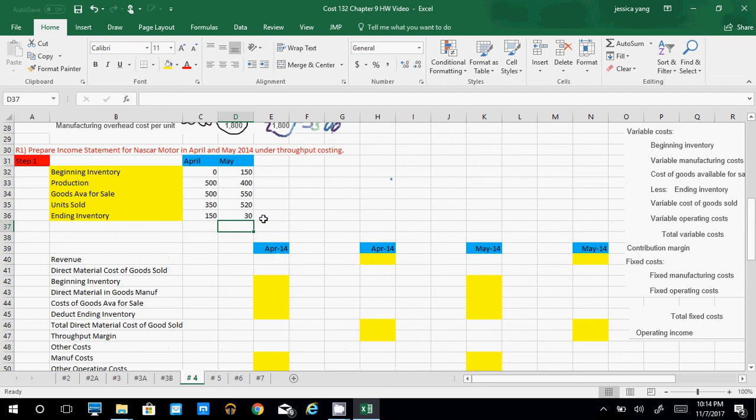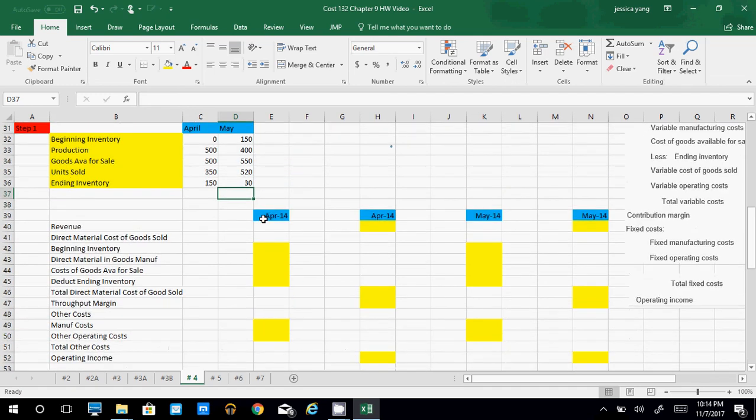To construct the income statement for throughput costing for April and May, we will need revenues, direct material cost of goods sold, beginning inventory, direct materials in goods manufactured, cost of goods available for sale, deduct ending inventory, total direct material cost of goods sold, throughput margin, other costs, manufacturing costs, other operating costs, total other costs, and operating income.